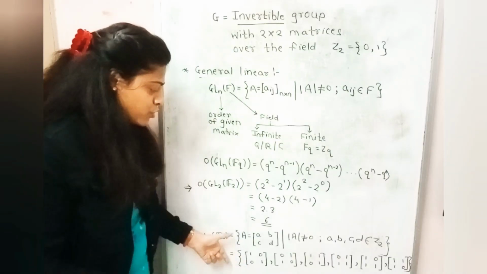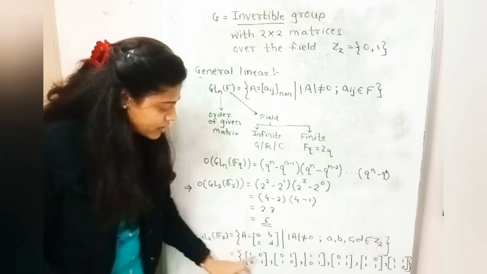So we have a collection of those matrices. The first matrix is [1 0; 0 1].